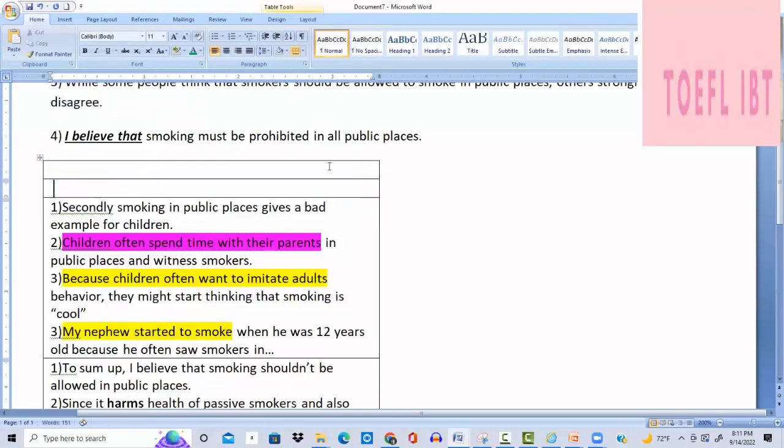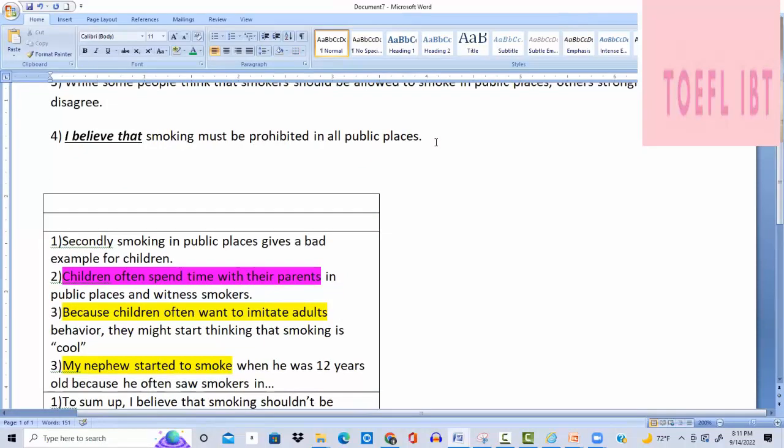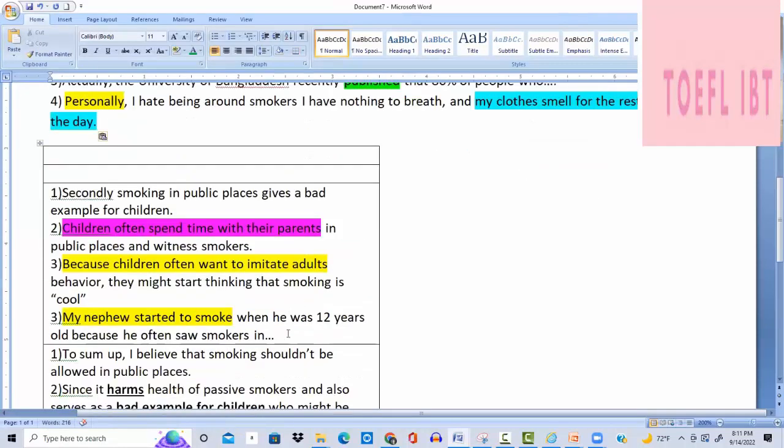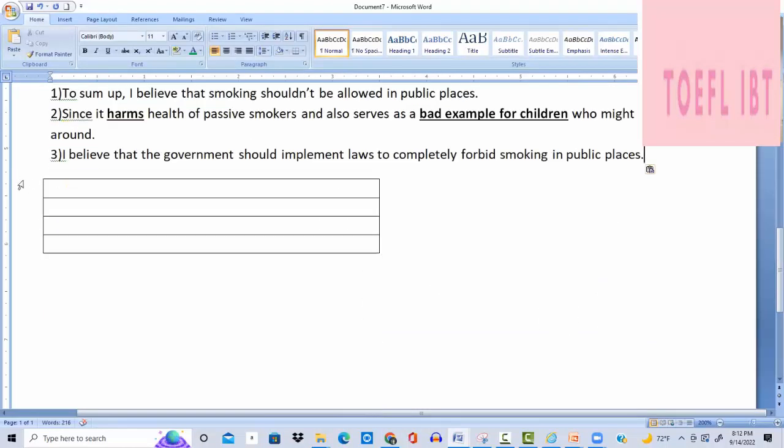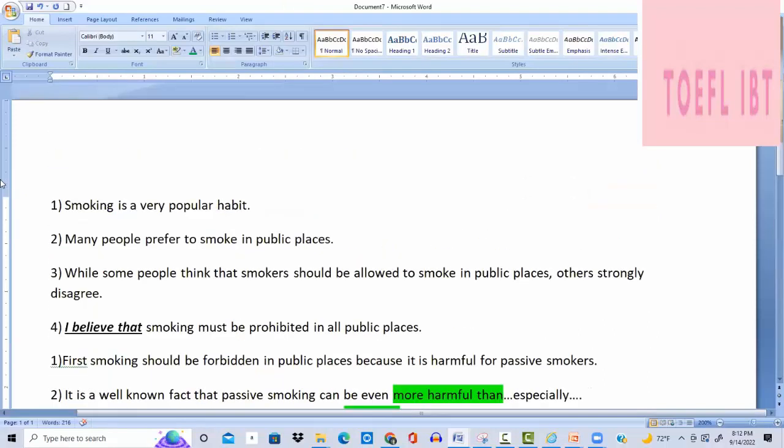Control C, Control V, Control V. And you see my little squares? Those are my square boxes, right? Yeah. Now here's our paragraph. We don't need these numbers. The numbers were just to guide you. So I'm going to take out the numbers.